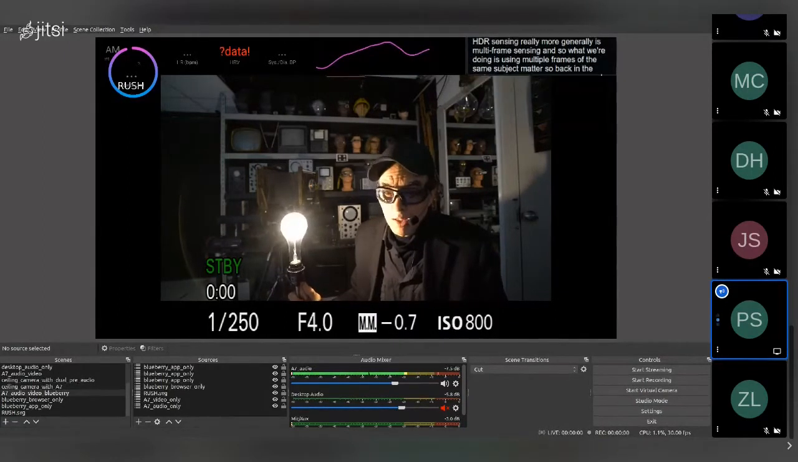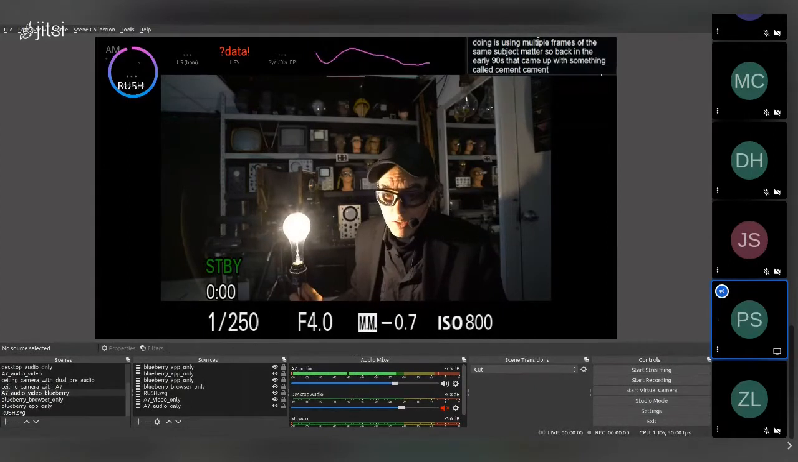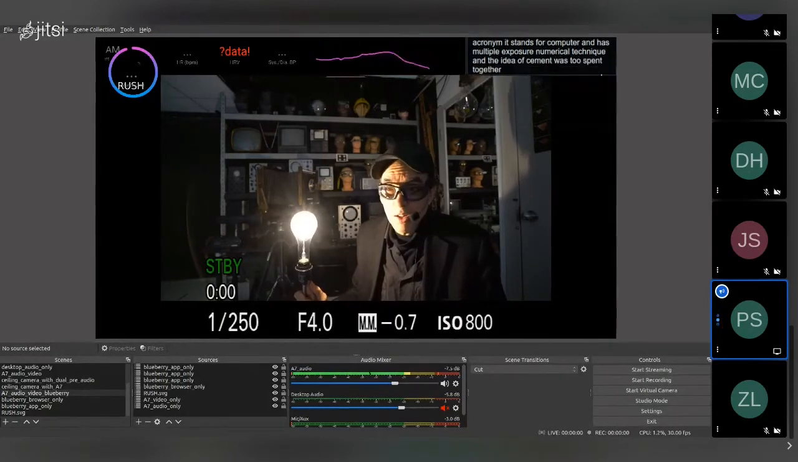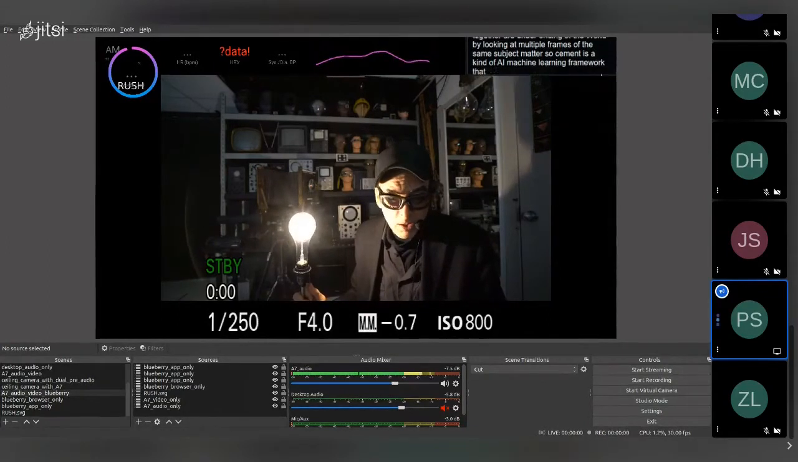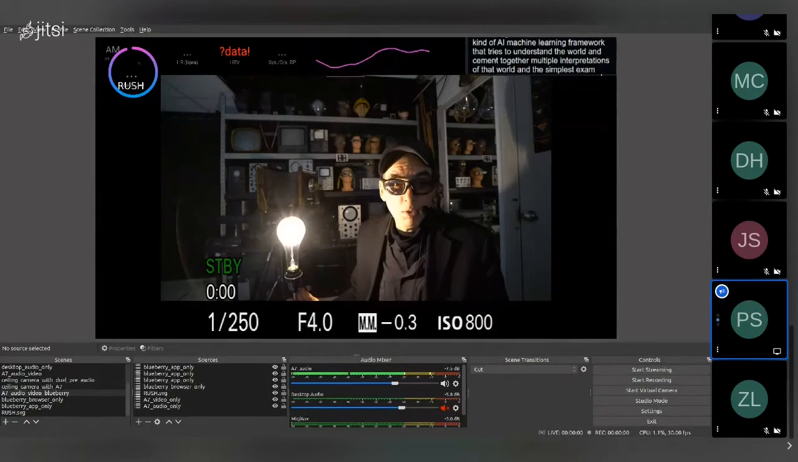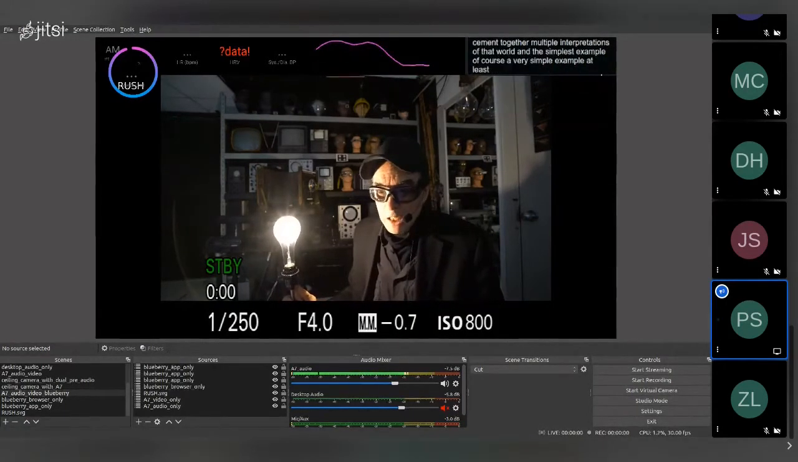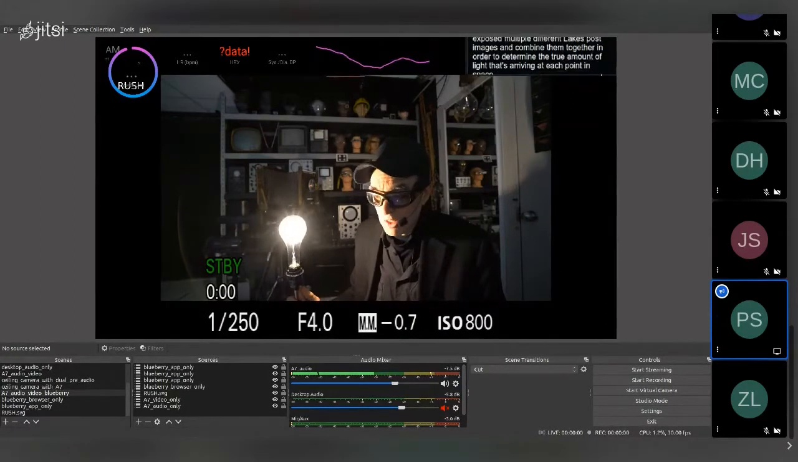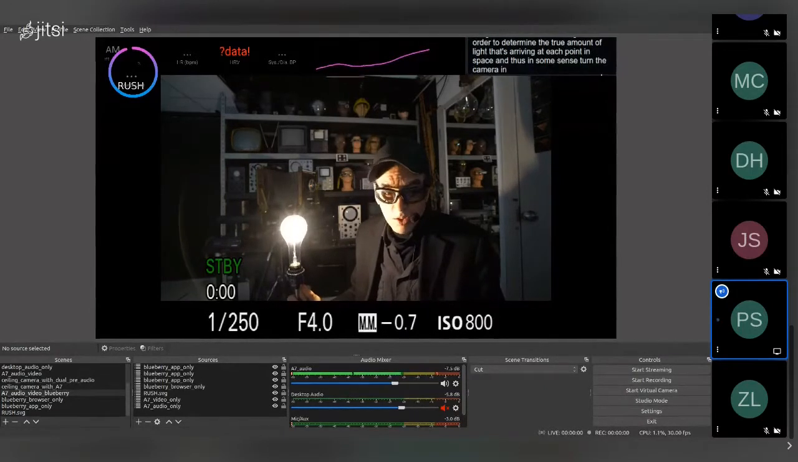So back in the early 90s, I came up with something called CEMENT, which is an acronym. It stands for Computer Enhanced Multiple Exposure Numerical Technique. And the idea of CEMENT was to cement together our understanding of the world by looking at multiple frames of the same subject matter. So CEMENT is a kind of AI machine learning framework that tries to understand the world and cement together multiple interpretations of that world. And a very simple example, at least, is to take multiple differently exposed images and combine them together in order to determine the true amount of light that's arriving at each point in space, and thus, in some sense, turn the camera into an array of light meters.